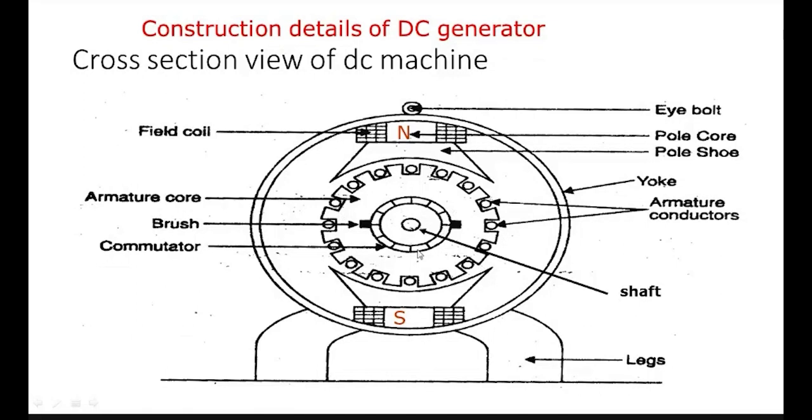So this is the commutator part. It is used to convert the alternating EMF in the armature winding into unidirectional DC EMF. It is given to the external circuit with the help of the commutator and brushes.